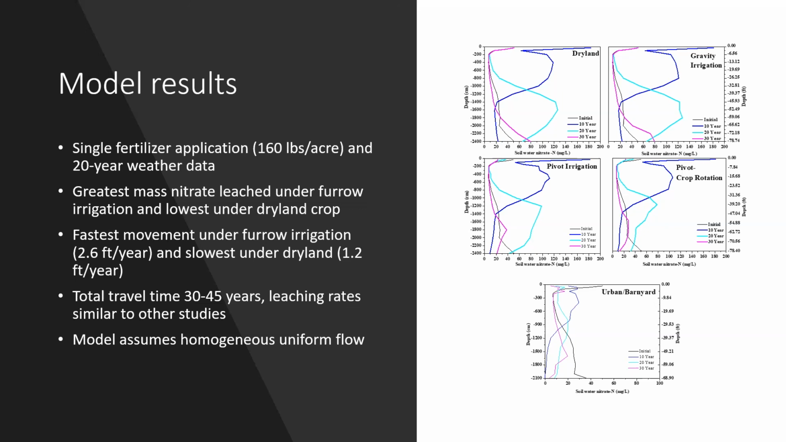One caveat, I think, with using a model is we're averaging all of the soil parameters and looking at homogeneous uniform flow. I suspect at many locations we're getting preferential flow. So these are really conservative estimates for transport times in the Vadose zone.